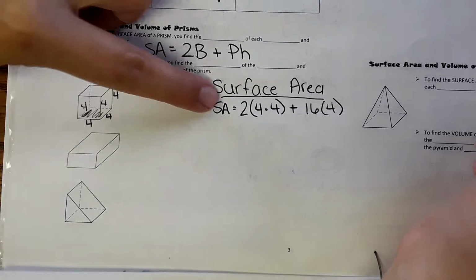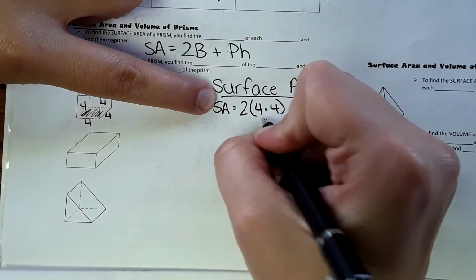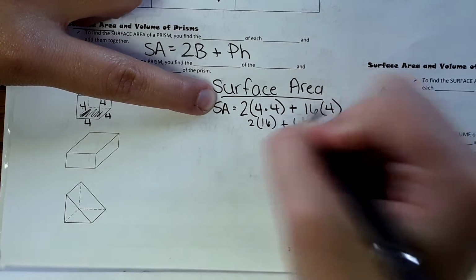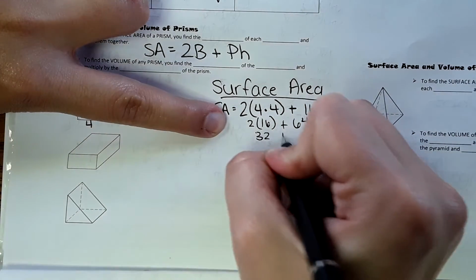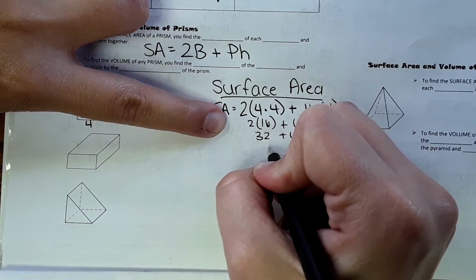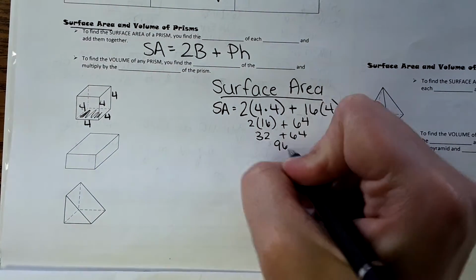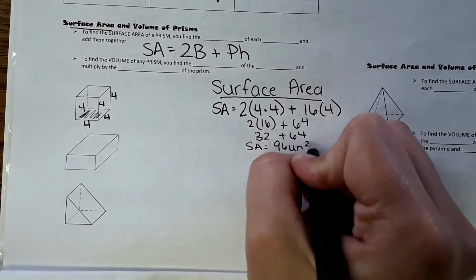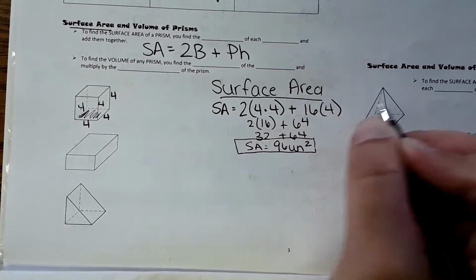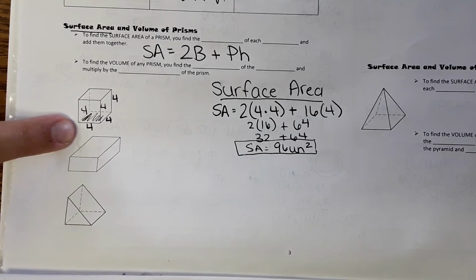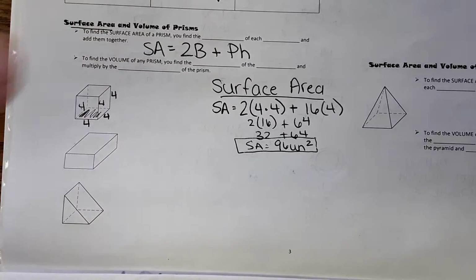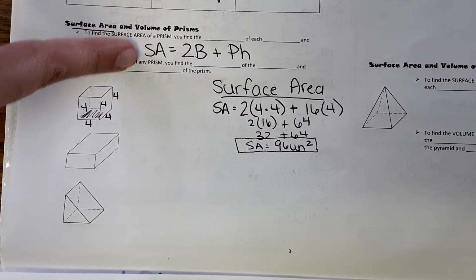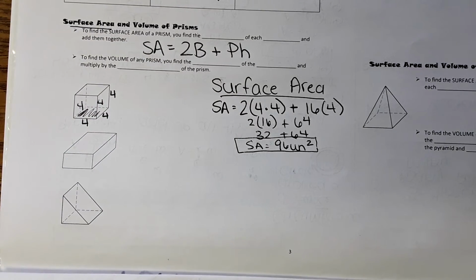Then once you have all this plugged in, follow order of operations. 32 plus 64 equals 96 units squared. So the surface area of the shape is 96 units squared. That's if you found the area of each side, added it all up. Now, if you aren't comfortable with the equation, you could add up all the sides if you needed to.